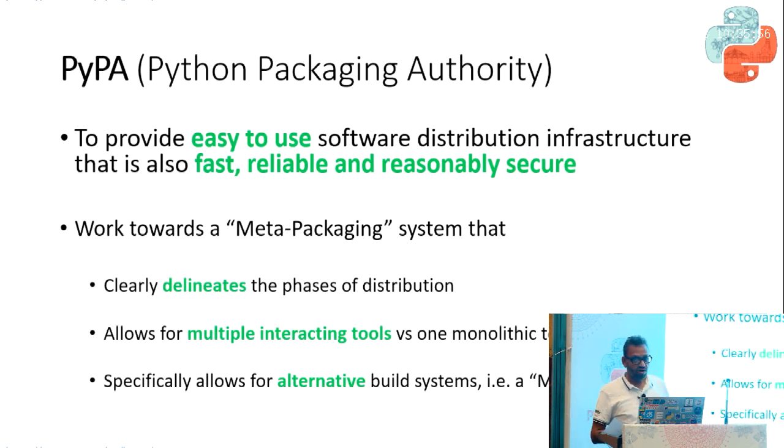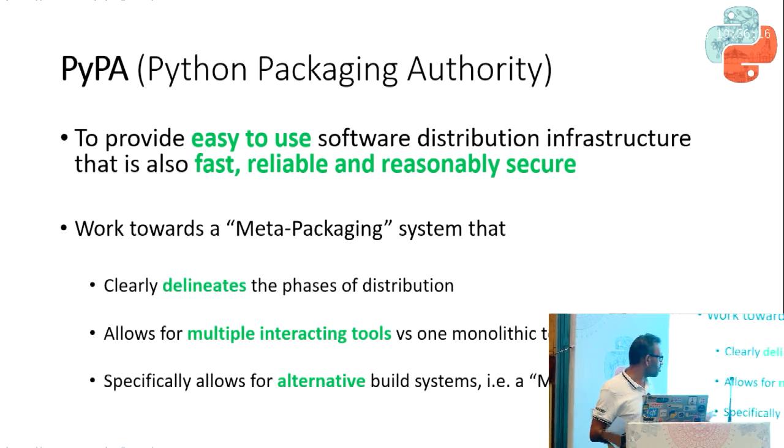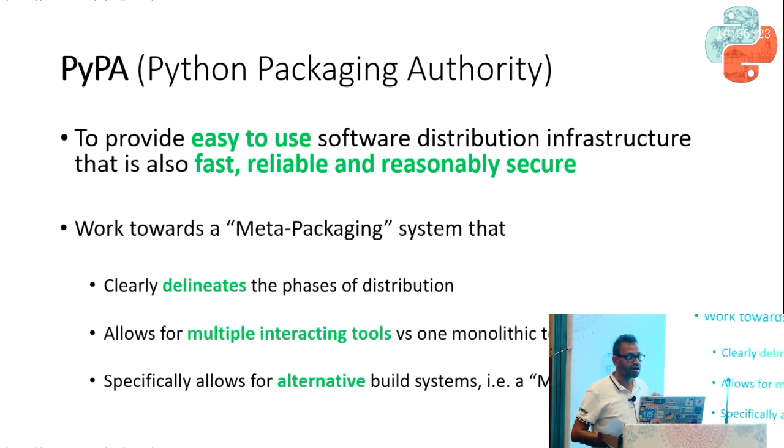There is a group called the Python Packaging Authority, PyPA, a working group responsible for maintaining the core software projects used in Python packaging. These are some of the goals they have laid down. I think this has changed over a period of time; this is the latest one if you go to their site. First, easy to use software distribution infrastructure that is also fast, reliable and reasonably secure. The word reasonably secure may be tricky. People ask why reasonably secure, and not 100% secure.